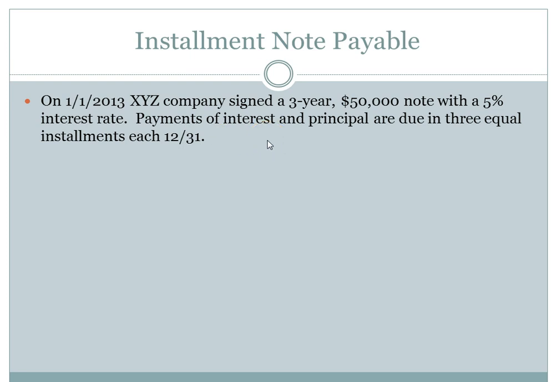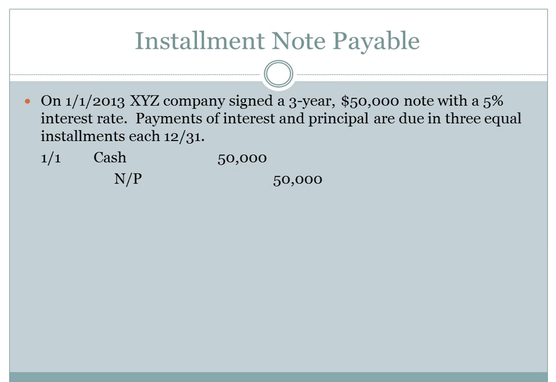The phrase installment note payable means that each payment is going to consist of interest as well as principal. So on January 1st, the first thing that we need to do is to recognize the borrowing of the note. That's relatively straightforward. We simply debit cash and credit notes payable for $50,000.